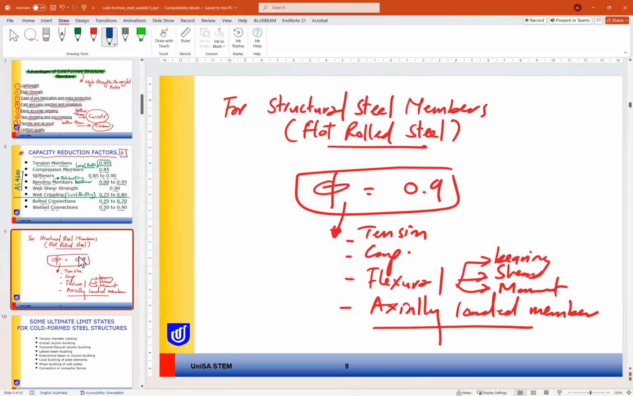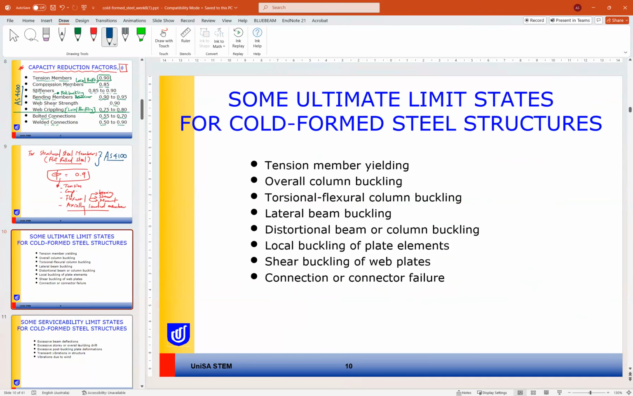And here, for structural steel members, as you know, what is the standard we are using in this part? AS 4100. So design of cold formed steel uses a different standard compared to structural steel or hot rolled steel. And here is the ultimate limit state for cold formed steel design, or the expected failure modes for the cold formed steel member.